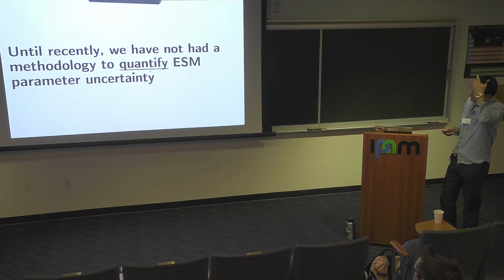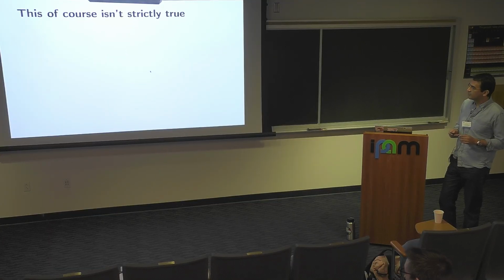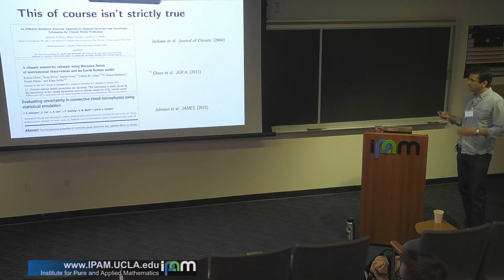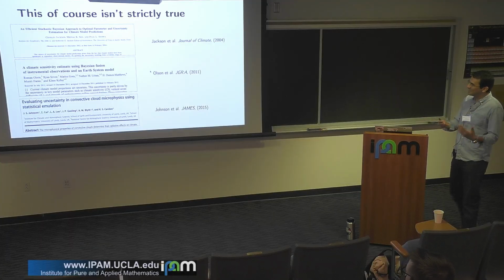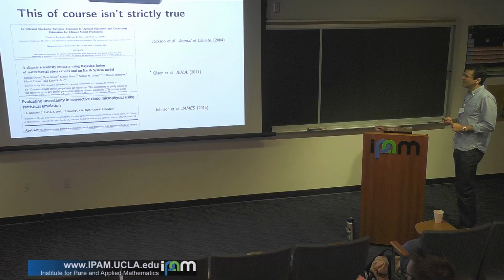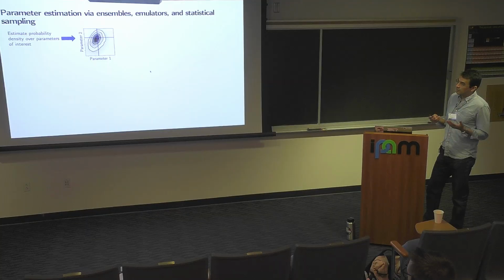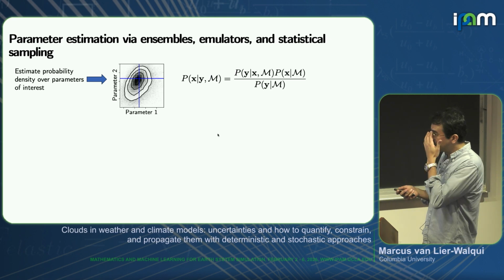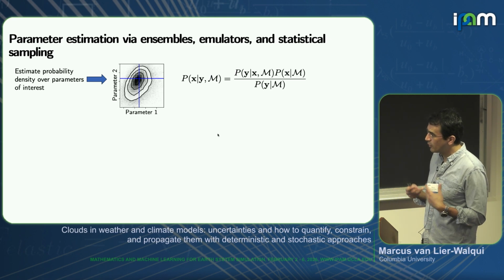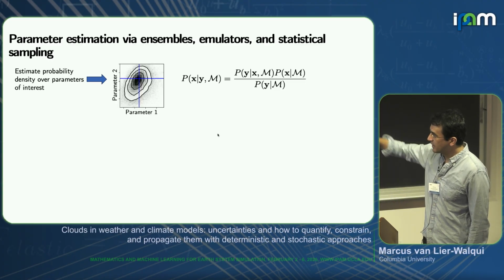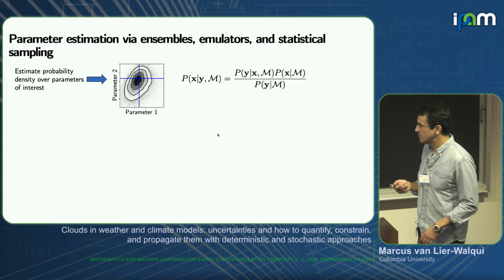All right, until recently, we have not had a methodology to quantify Earth system model parameter uncertainty. Of course, this isn't true. There have been papers in the past where people have done this. But the point is that I haven't done it until recently, and so that's my presentation. Okay. So what we want to do is basically estimate the probability density over parameters of interest informed by observations. So this is sort of Bayes' theorem. X is our parameters, Y is our observations. Probability of parameters given observations. The M is stuff that we're going to ignore for now, but you could think of it as structure.